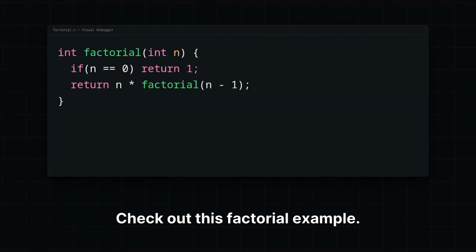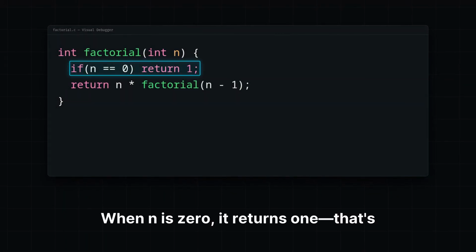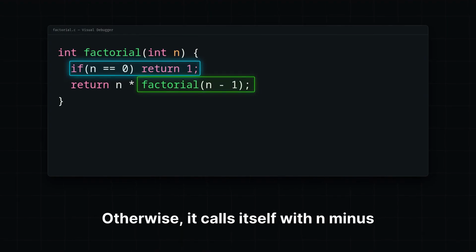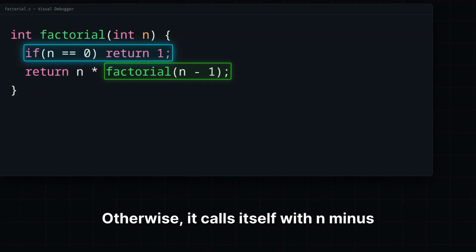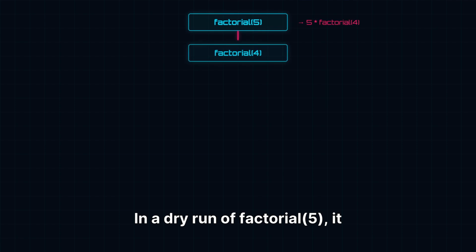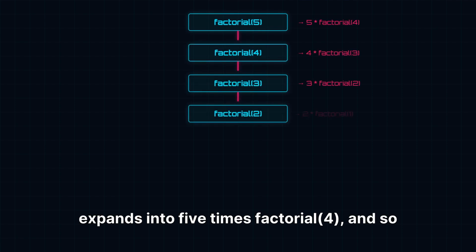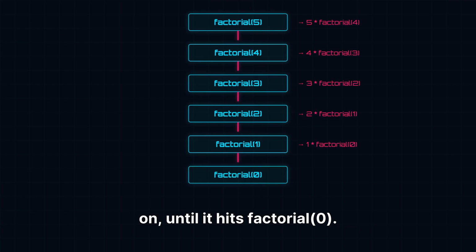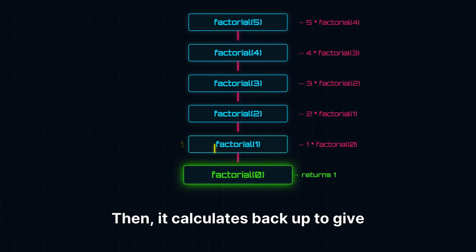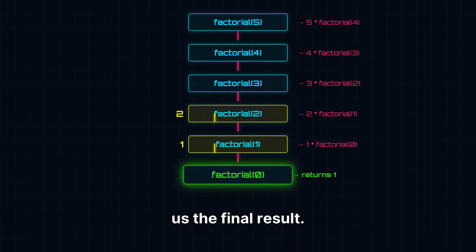Check out this factorial example. When n is 0, it returns 1. That's our base condition. Otherwise, it calls itself with n minus 1. In a dry run of factorial, it expands into 5 times factorial, and so on, until it hits factorial 0. Then, it calculates back up to give us the final result.